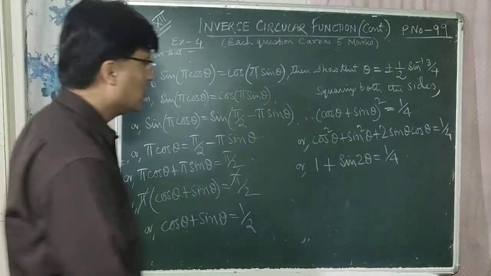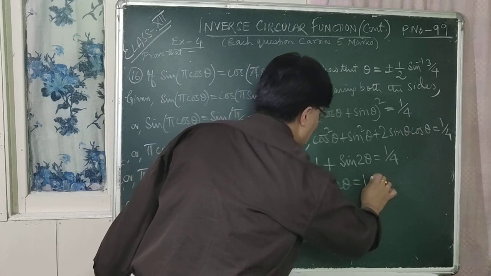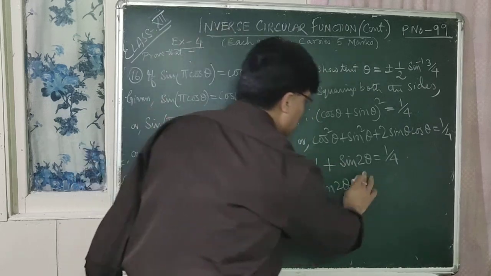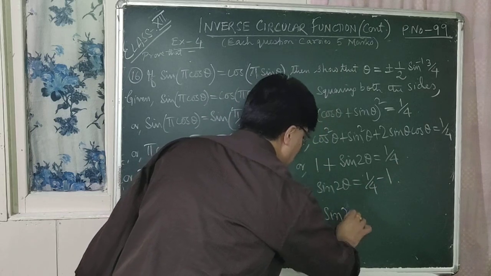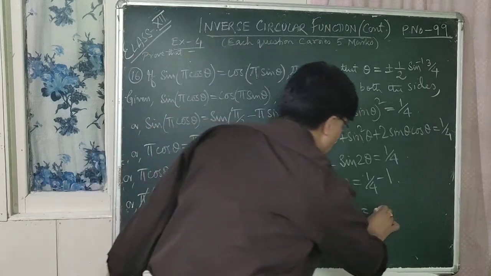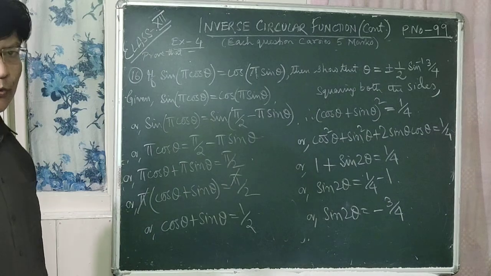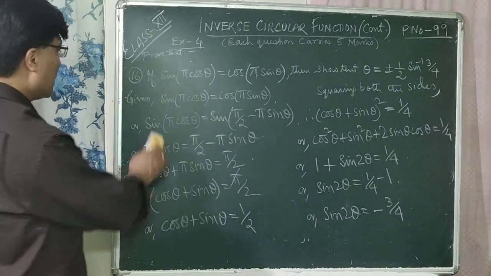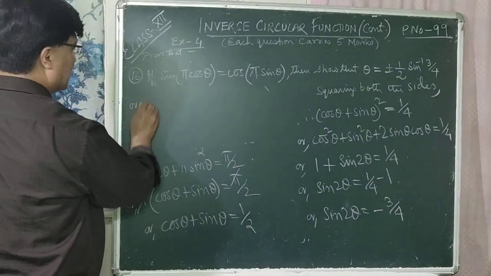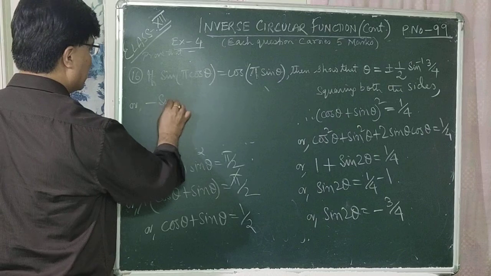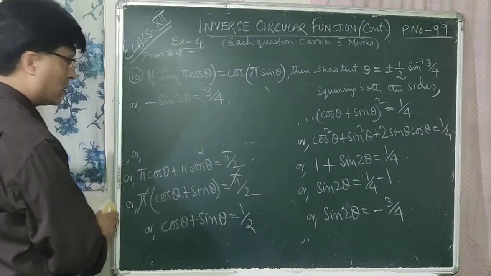Is it clear? Next, what is the value of sin 2 theta? Sin 2 theta is equal to 1/4 minus 1, so sin 2 theta is equal to minus 3 upon 4. Is it clear? So next, what will you do? Let us take that minus sign to the left hand side. So it is minus sin 2 theta is equal to 3 by 4, right?